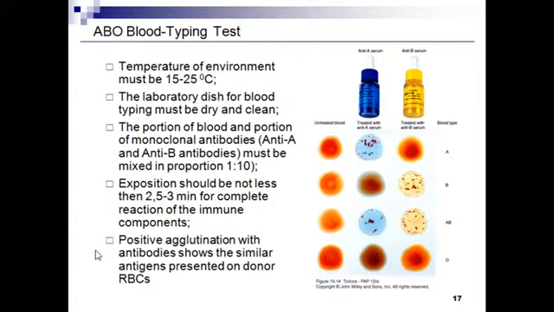The portion of blood and the portion of monoclonal antibodies must be mixed in proportion 1 to 10. It means one portion of blood should be combined with a 10 times larger portion of antibodies. Exposition should be not less than 2.5 or 3 minutes for complete reaction of the immune components. And the result of the test: positive agglutination with antibodies shows the similar antigens presented on donor RBCs.